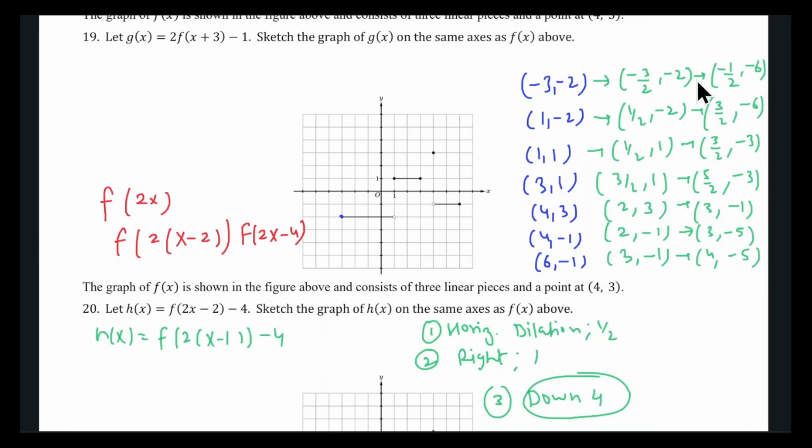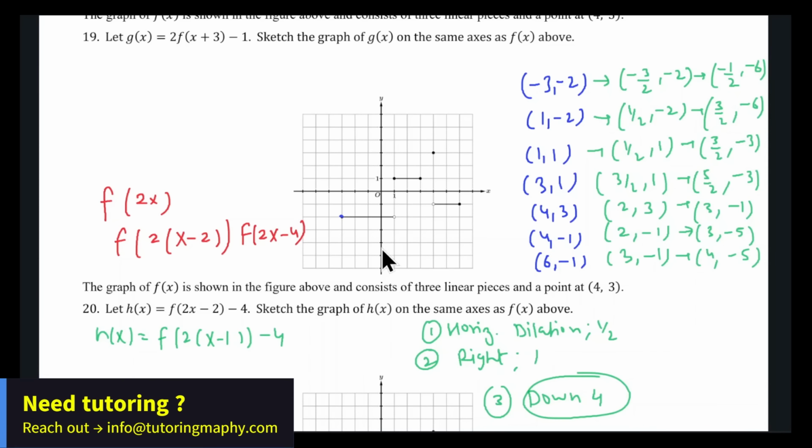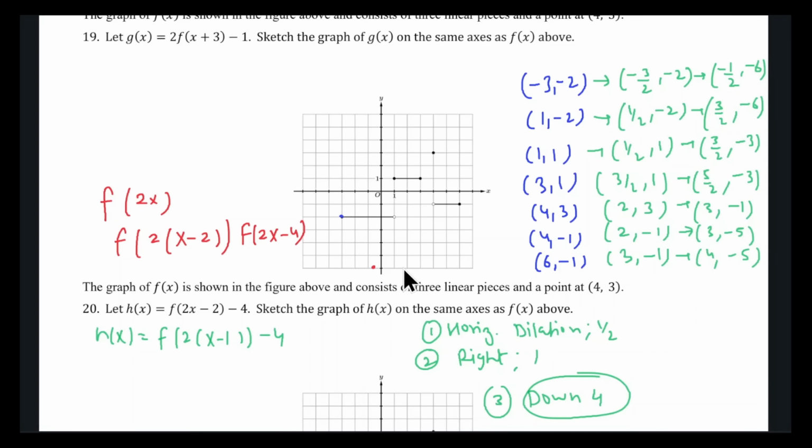So the points are going to look like negative 1/2 comma negative 6. Okay, negative 1/2 comma negative 6. 1 2 3 4 5 6. So this is somewhere over here. And then 3/2 and negative 6. 3/2 is 1 2 3, 3/2. 3/2 negative 6 is right here. This should be a hole. As you can see, this one was a hole and this one is a filled circle. So that's the first piece.